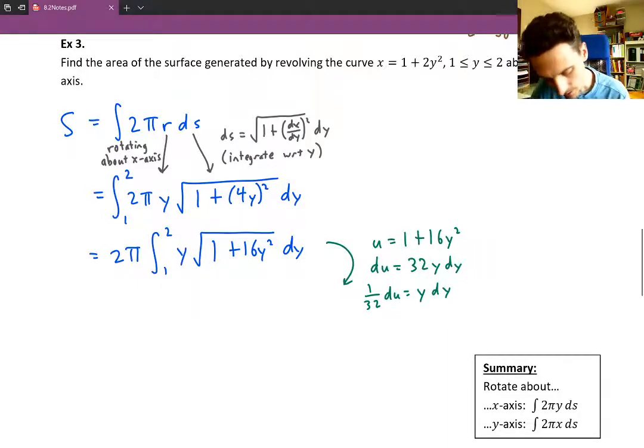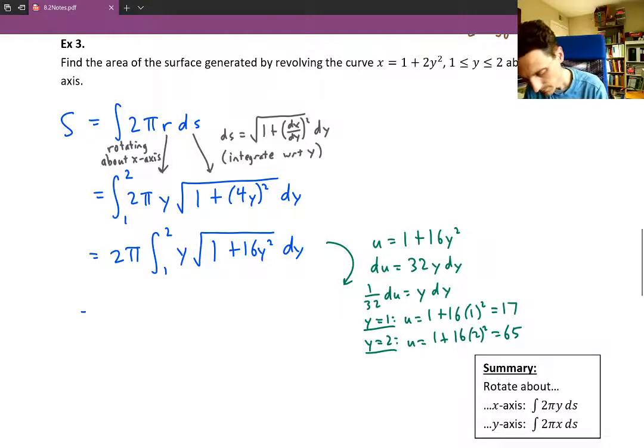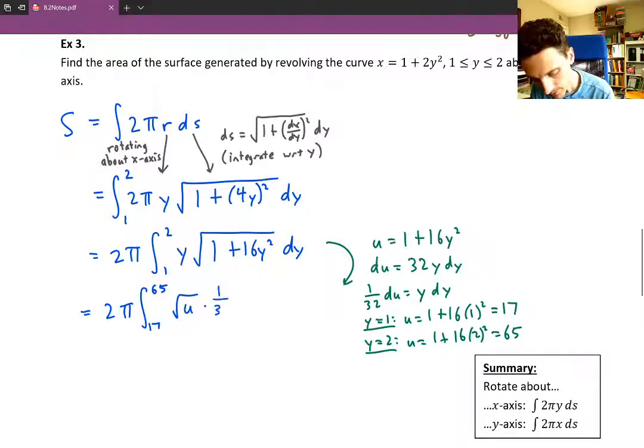Let's go ahead and change our limits of integration since we're changing our variable. So when y equals 1, we have u equals 1 plus 16 times 1 squared, which is 17. And when y equals 2, we have u equals 1 plus 16 times 2 squared, which gives us, let's see, that's 64 plus 1 is 65. So now we have 2 pi times the integral from 17 to 65 of the square root of u times 1 over 32 du.